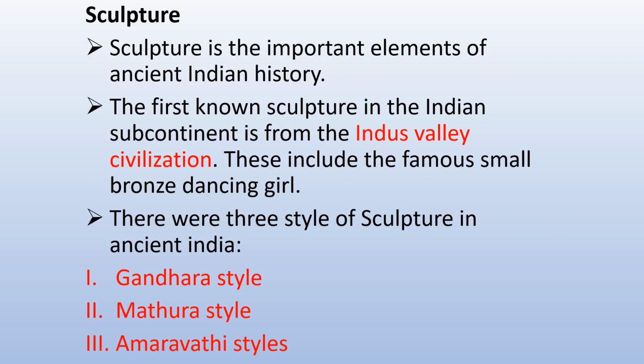Another important archaeological source is sculpture. Sculpture is an important element of ancient Indian history. The first known sculpture in the Indian subcontinent is from the Indus Valley civilization. These include the famous small bronze dancing girl. There were three styles of sculpture in ancient India, that is, the Gandhara style, Mathura style, and Amaravati style.